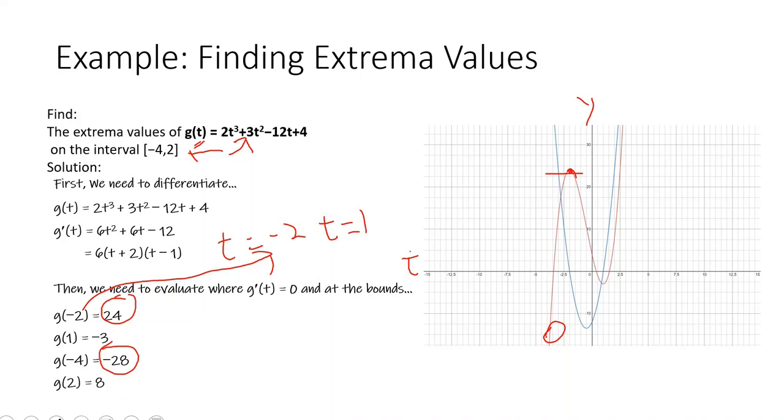At t equals -2, which is one place where the derivative function is equal to 0, and also at t equals -4, which is one of the bounds for this equation. And that just about wraps up section 4.1.